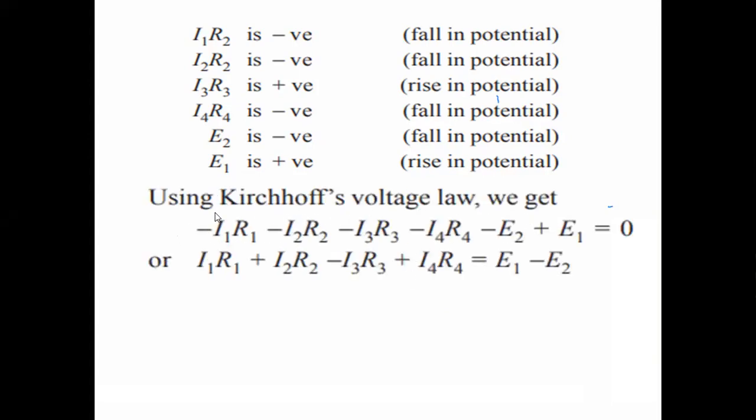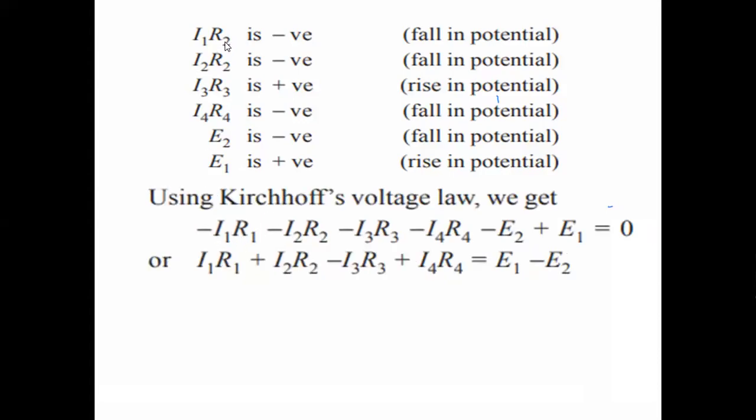By using Kirchhoff's voltage law, there is some notation change here. This is I1 R1, I2 R2. This is I1 R1, not R2. So minus I1 R1, minus I2 R2, and here is the correction: I3 R3 is positive, not negative. Positive. And I4 R4 is negative, E2 is negative, and E1 is positive.